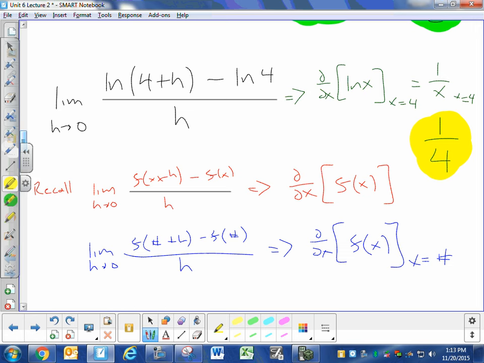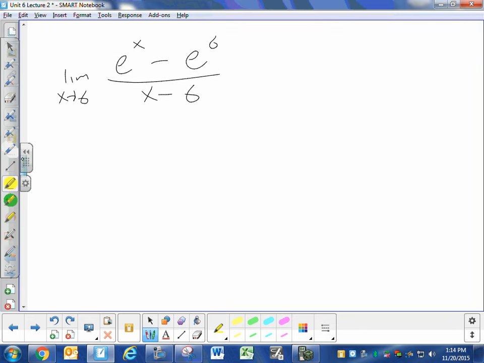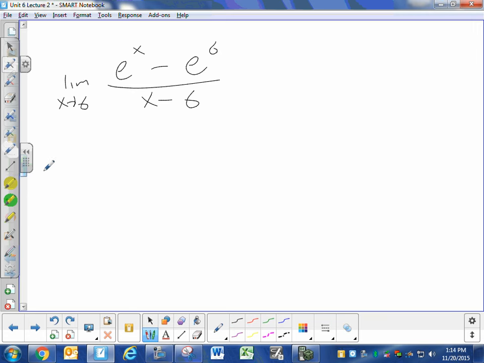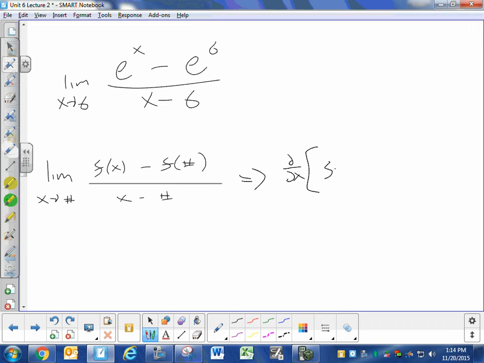Yes. Questions about that? They may appear a little bit different than that. They might appear like this. This is using the alternate definition of a derivative. The alternate definition of a derivative is the limit as x approaches some number of f of x minus f of the number over x minus the number. And this is translated immediately into the derivative of the function at the number.